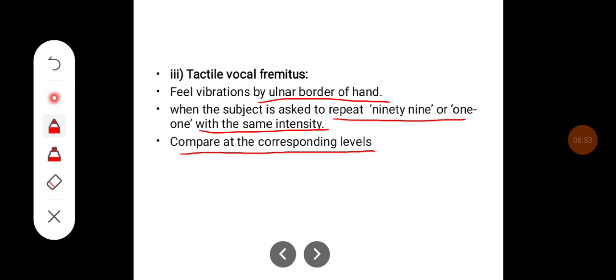With vocal fremitus, when he says 99, the vocal cords produce sound waves which pass through the lung parenchyma to reach the ulnar border of the hand. So if there is any abnormality in the lung parenchyma, then the quality of the vibrations is affected, and that is the principle behind tactile vocal fremitus. If air is replaced with fluid in the lung parenchyma, then tactile vocal fremitus is increased, as it occurs in pulmonary edema or in lobar pneumonia.